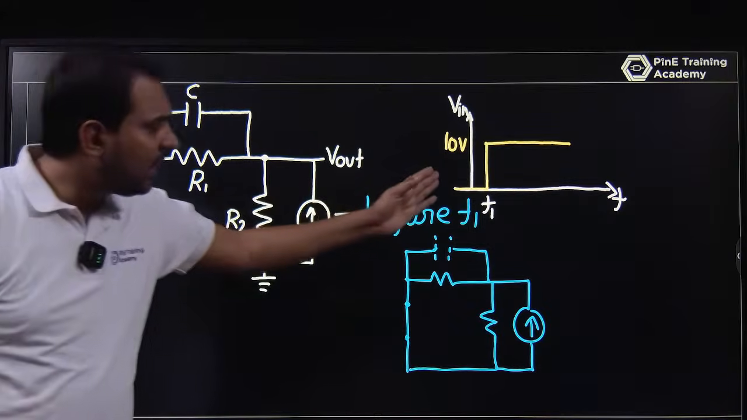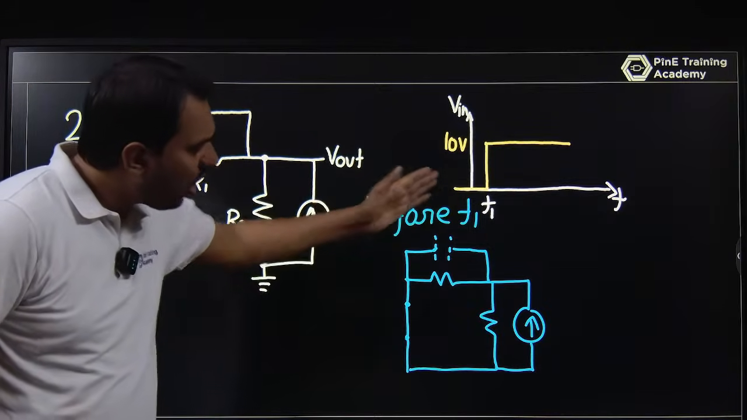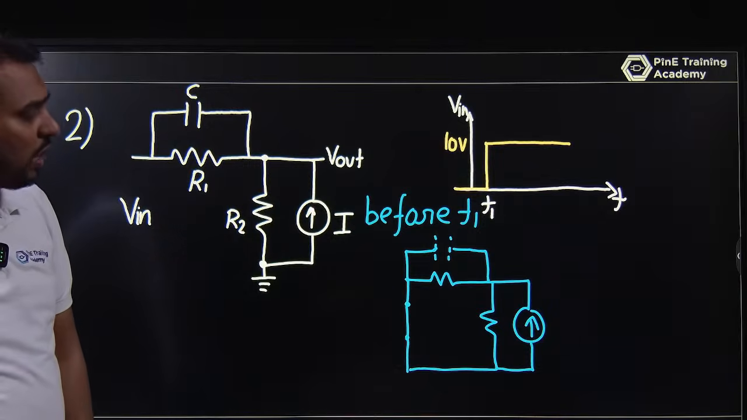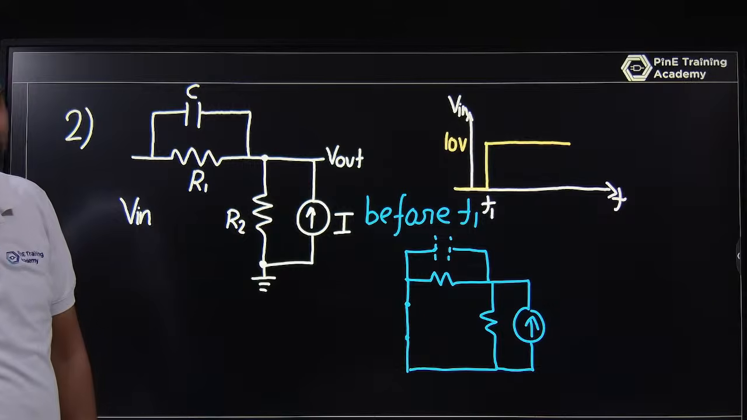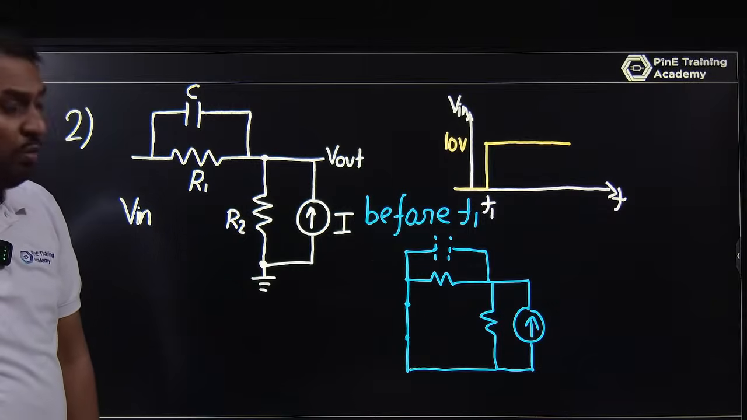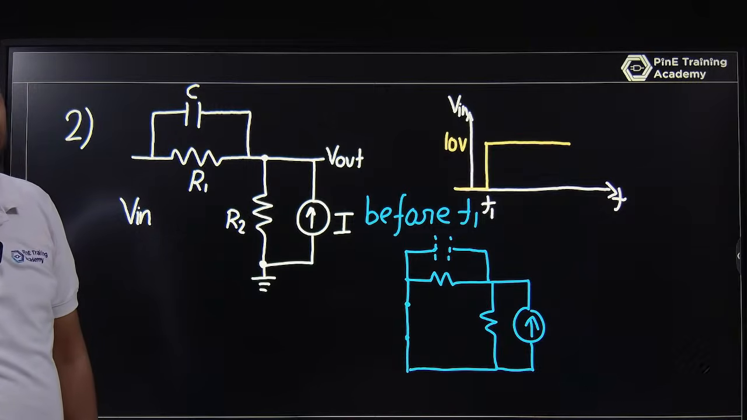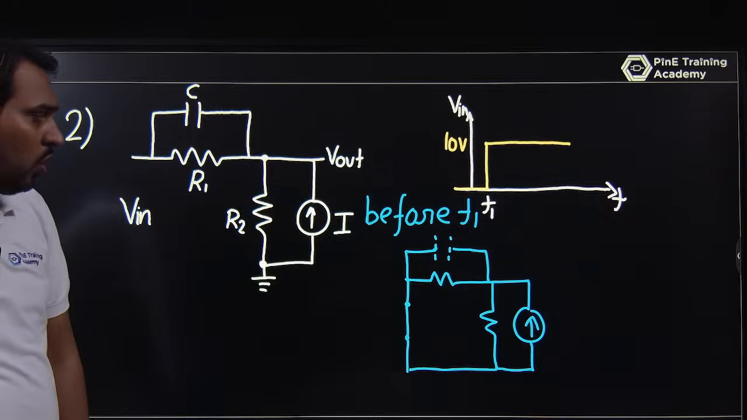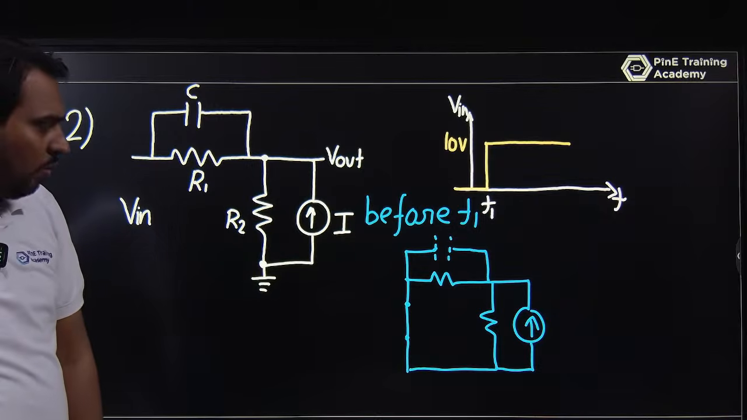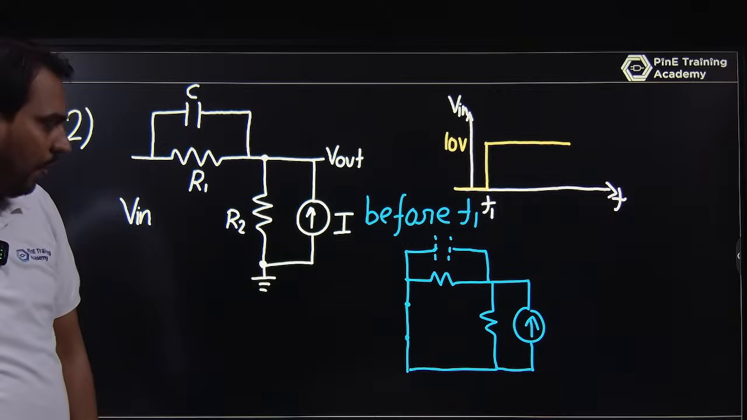So why steady state? Before T1 it is 0 for a long period of time. Before T1 it looks like a DC state, and in a DC state the capacitor acts like an open circuit, because I is equal to C dV by dt, where dV by dt is 0. So that's why I am saying that I is 0, which means this capacitor will be open.